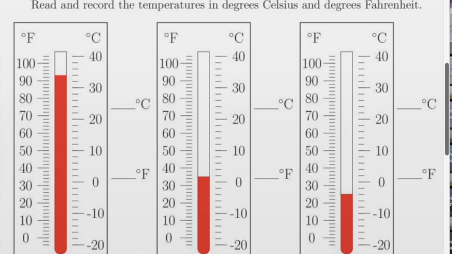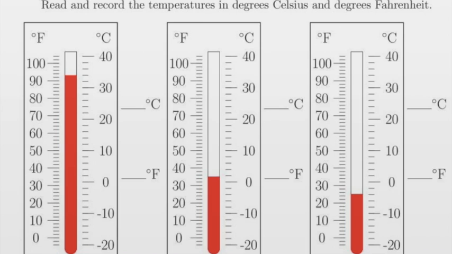Let's try reading some thermometers together. These thermometers all have F on the left for Fahrenheit and C on the right for Celsius. Let's start at the first one on the left. The highest number is 100. Below that is a 90. Let's look between the 90 and 100. There isn't enough room for 10 tiny little tick marks. So let's figure out how many degrees each little tick mark stands for.